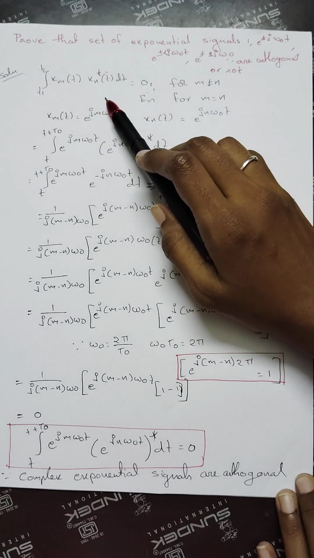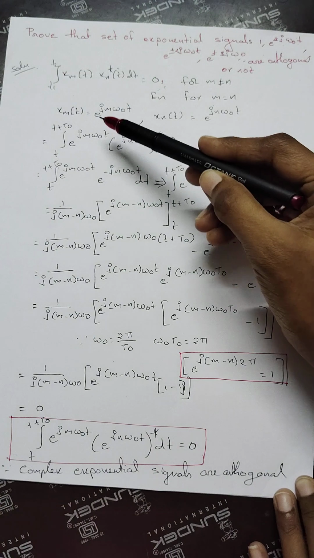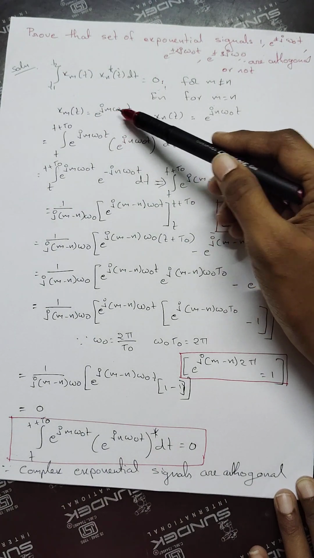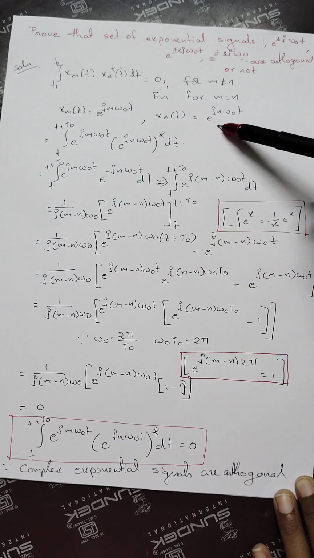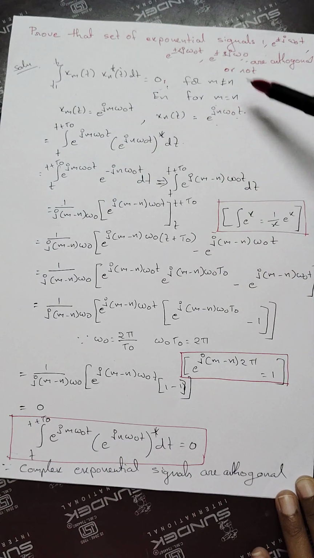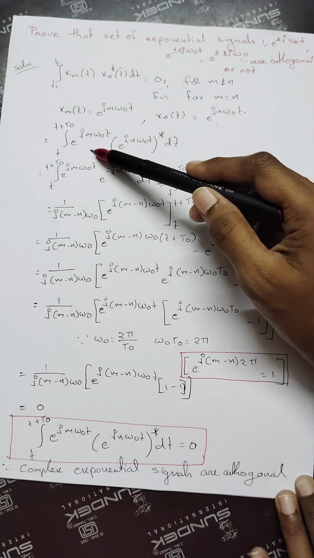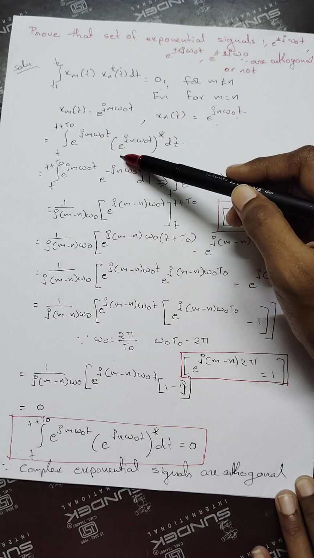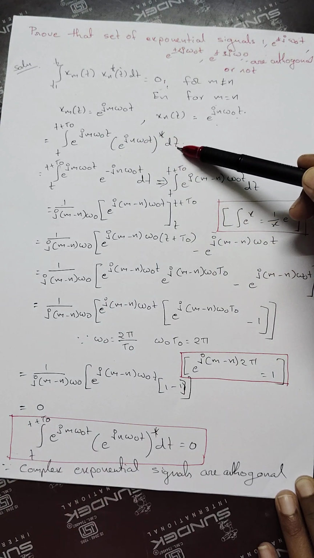So first we have to take the xm of t signal. Here xm of t signal is what? E power jm omega naught t. And xn of t signal is what? E power jn omega naught t. Then substitute these values in this equation, that is, e power jm omega naught t into e power jn omega naught t conjugate into dt.